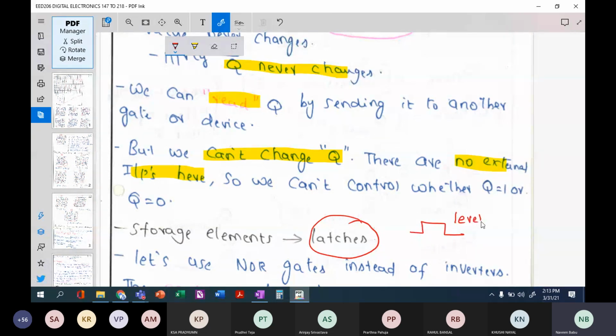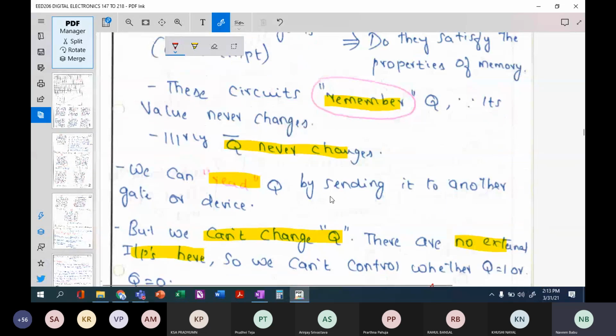What do you mean by level triggered circuit? They will always operate based on the level at the steady state of your value. If this is your clock pulse, this will not detect the change over here. This is changing from 0 to 1 and 1 to 0 here, right? These kinds of circuits do not check for these changeovers, but they will always look at the stable values of these clock pulses. That is what is called a level triggered circuit.